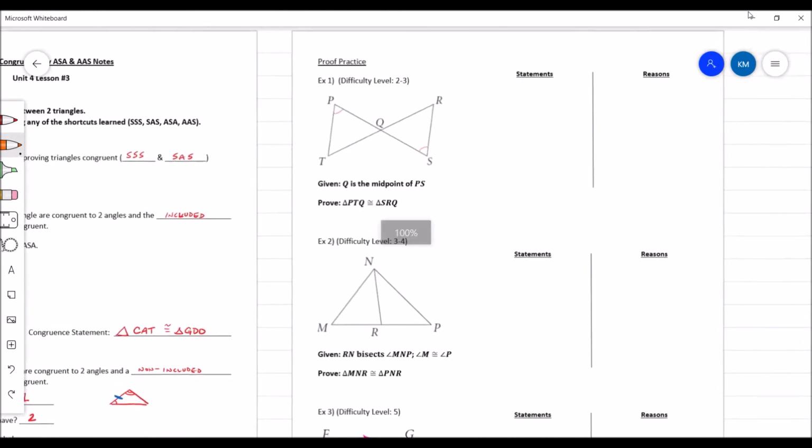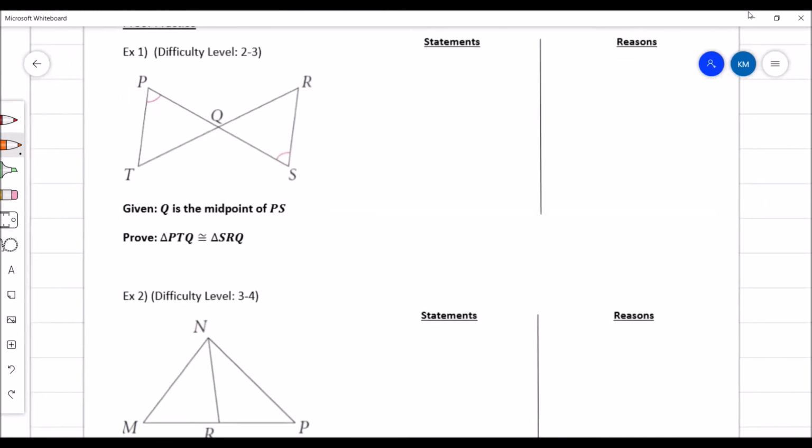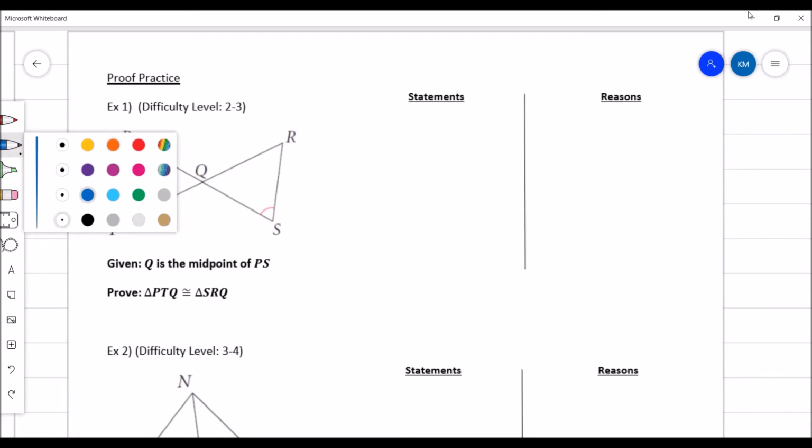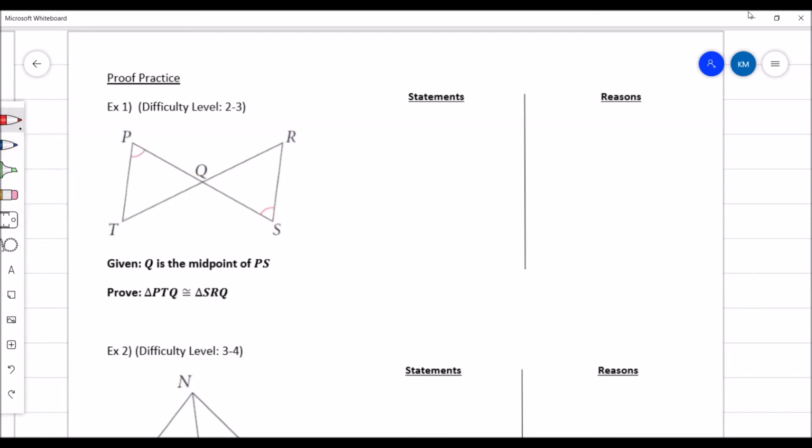Let's go through some proofs here. All right, so here it says, and these numbers at the difficulty level are a little arbitrary, given that Q is the midpoint of PS, prove that triangle PTQ is congruent to triangle SRQ. So I'm going to use red to mark my diagram up and blue to write my proof. So as I look at this, I'm going to think through, okay, Q is the midpoint of PS. And one strategy that you can follow is, hey, let's mark our diagrams up, talk through or think through it, and then write our proof and make sure that we have reasoning for everything.